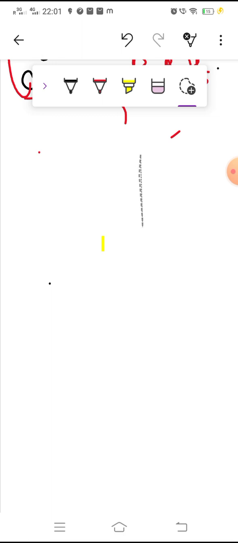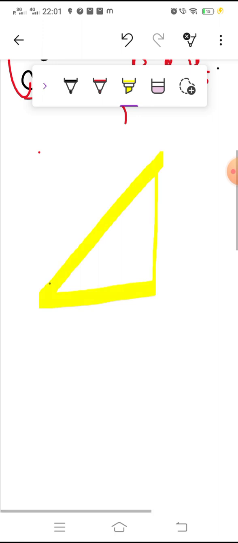It was the diagram. Wait, wait. It was the diagram like this, right? So it was angle A, it was B, and it was C.